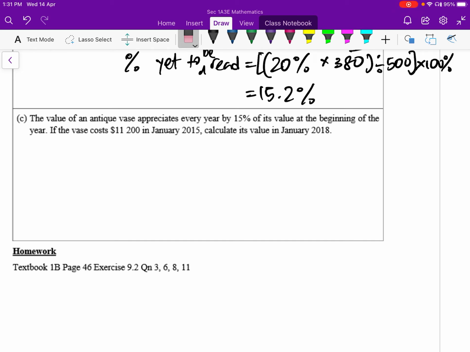Alright, class. Let's focus. I want to finish this set of notes by today, if possible. Huh? So the value appreciates by 15%.